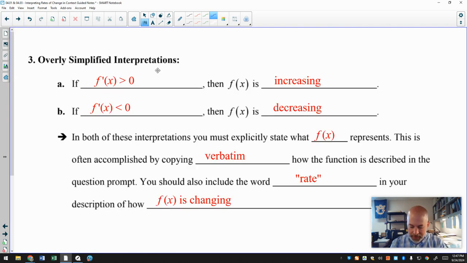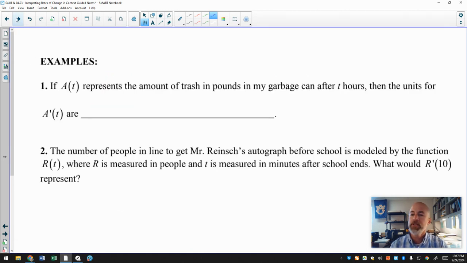And general notes are very hard to follow along and process because it's just a bunch of words, math definitions and things like that. They are kind of hard to understand until you actually put them into practice. So we are going to look at a few little examples and how these questions can be worded and how we interpret certain answers. So we have here, A of t is the amount of trash in pounds in my garbage can after t hours. So A is the poundage of trash after t hours.